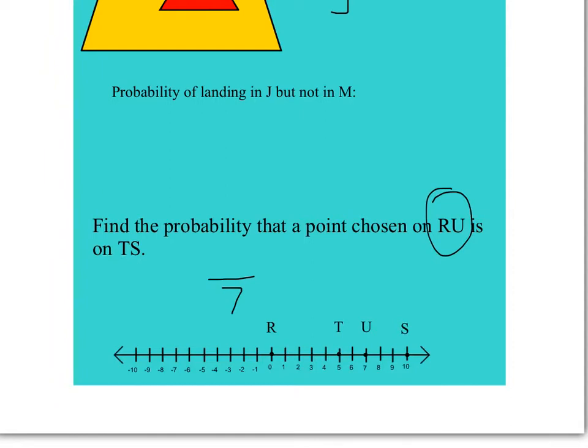And then for those also on TS, I understand TS is 5 units long, but these points right here are not on RU. Only the points from T to U are on RU, so those are our favorable points. So the favorable length here is 2. So the probability that a point chosen on RU is also on TS is 2 out of 7. Not too tough.